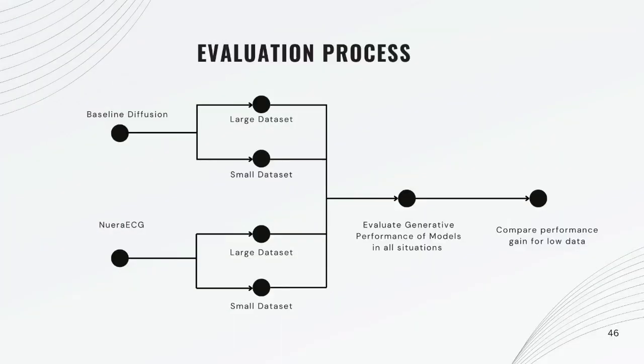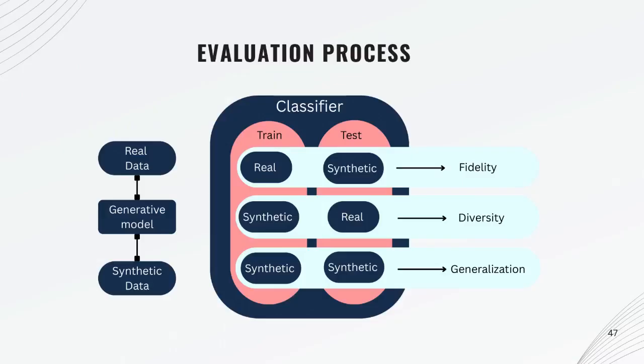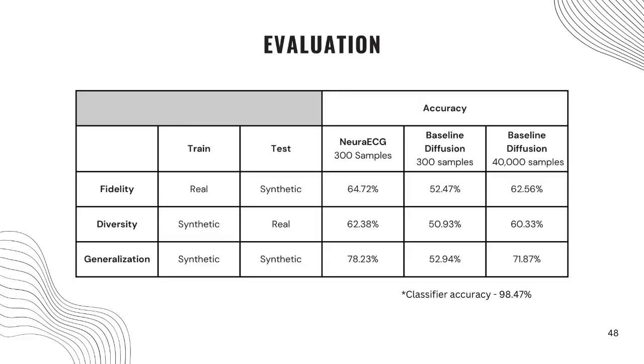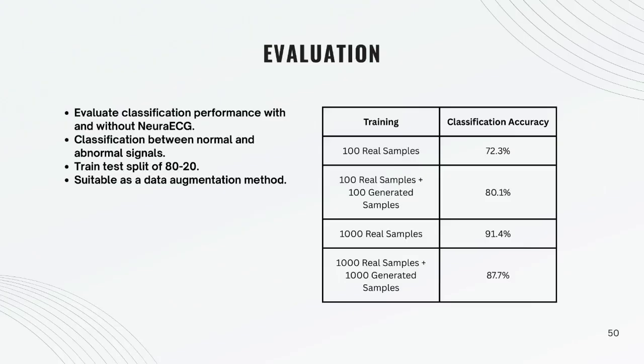Moving to our evaluation process, it compares NeurECG and baseline on large and small datasets. We generate a synthetic dataset and get the accuracies of different combinations of real and synthetic data to get fidelity, diversity, and generalization measures. With only 300 samples, NeurECG outperformed a baseline trained with 40,000. In classification, combining real plus synthetic data from NeurECG improves accuracy significantly for low data scenario.